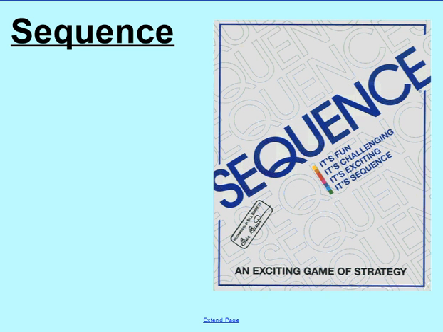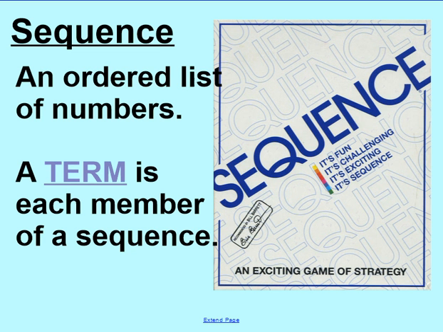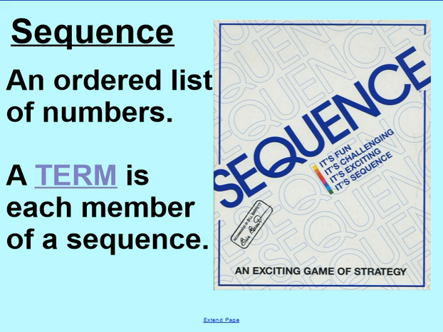Sequence. What is a sequence? So we talked about counting numbers, and now we're going to be talking about a sequence. Well, it's an ordered list of numbers, and it's just like the game Sequence. We try to get the numbers in a row. The pieces on the cards, we try to get them in a row, just like in math. A sequence is an ordered list of numbers.